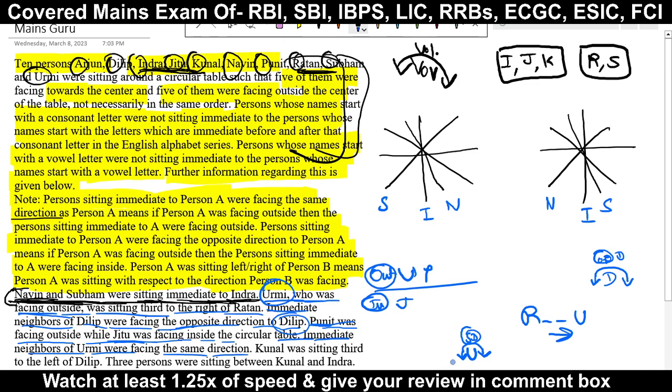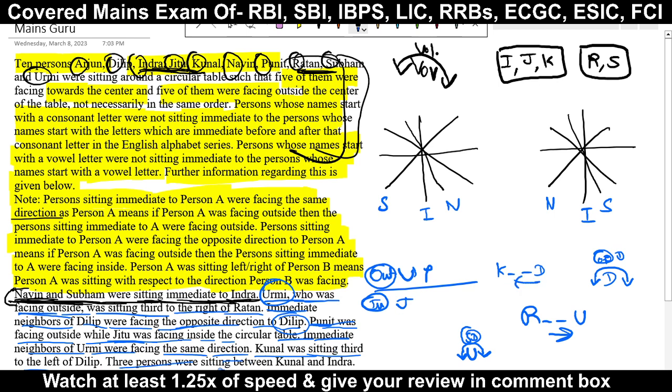Okay, so what is the meaning of this condition? This condition means that the immediate neighbors of U are in the same direction. It is not given whether they will be opposite to U or same as U. That we don't know. That is not given. But these two should be in the same direction. Kunal is sitting third to the left of Dilip. Kunal is sitting third to the left of Dilip.